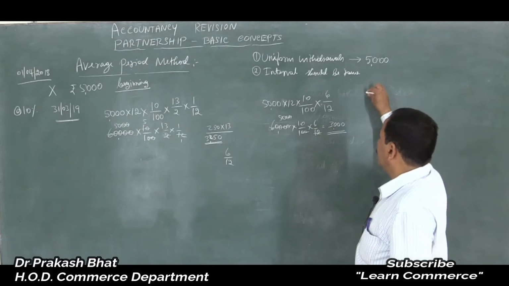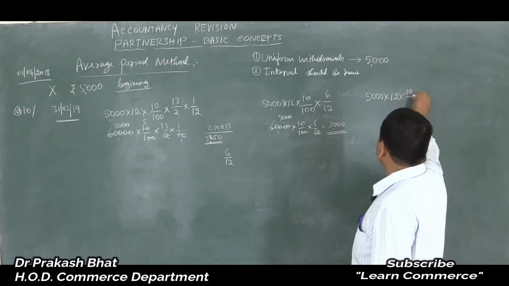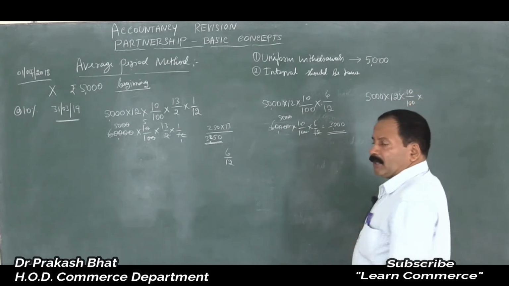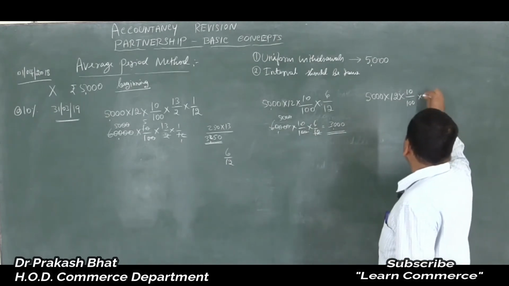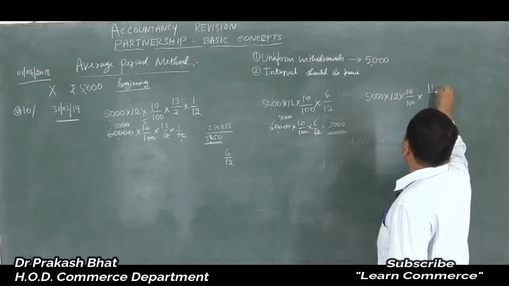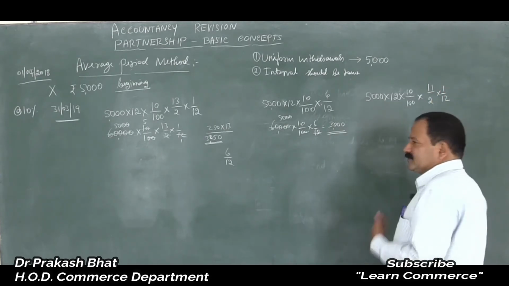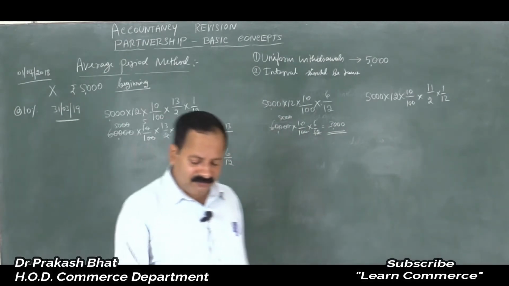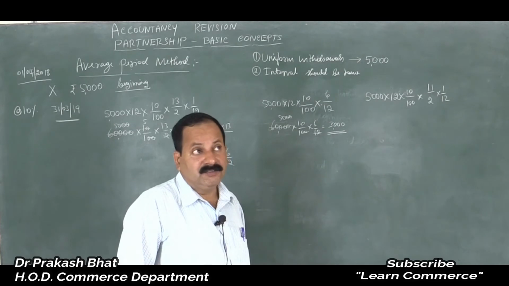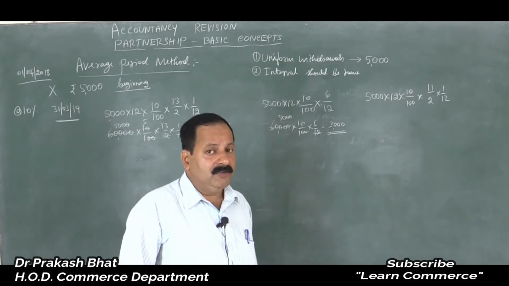Now, at the end of the month, let us calculate 5,000 into 12 into 10% into how many months we have to calculate? 5.5 months, right? 5.5. So, 5.5 means how to write? 11 by 2 into 1 by 12. That is what you have to do. Simplify this, you will get the answer. So, that is how you have to calculate interest on drawings under average period method. Now, let us move on.